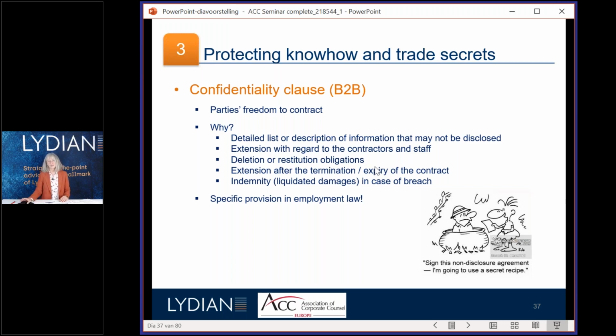Another issue to check and really reflect on is what happens at the end of the relationship. Do we provide for a term or not?